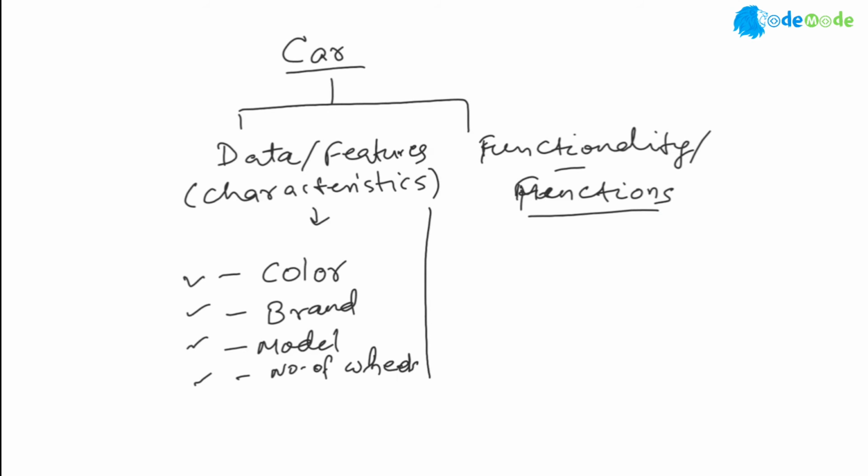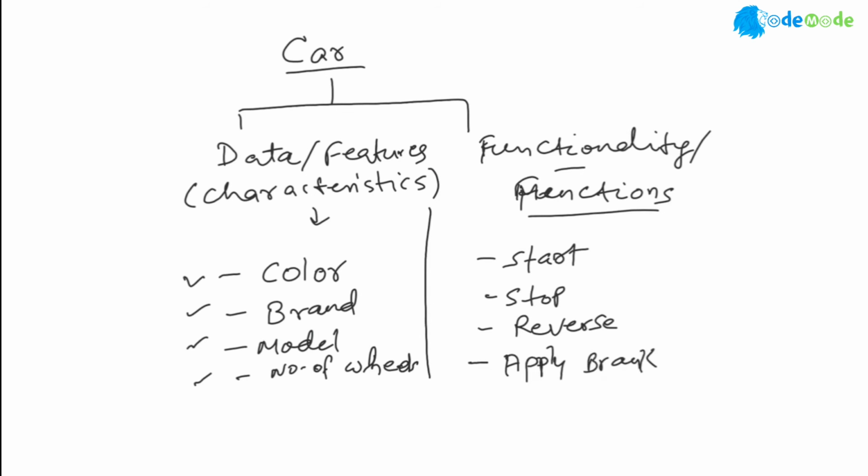On the other hand, a car has a start button, which is a functionality. It has a feature. It's a service. It's a function. A car can stop. You can reverse a car. You can apply brakes, and if you apply brakes, it will stop the car. If you start the car, the car moves. All these are functionality of the car.